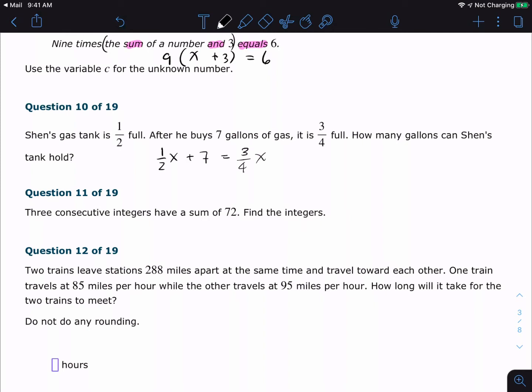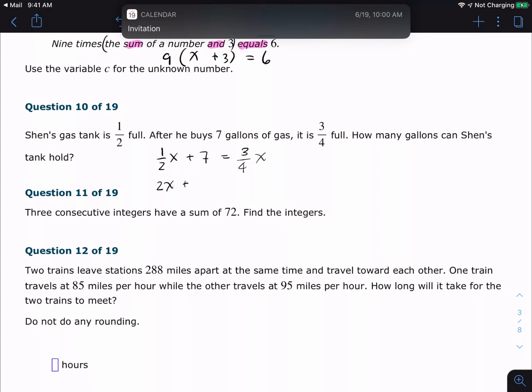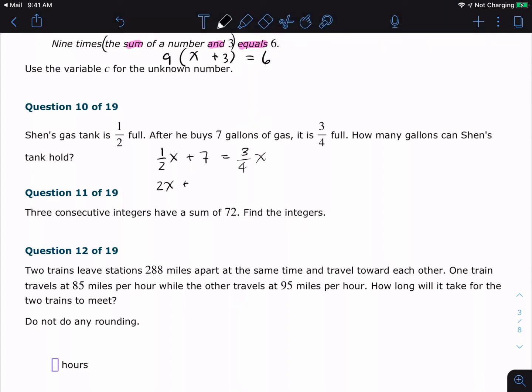Now to make this problem as simple as possible for me, I'm going to multiply everything by 4. So multiplying everything by 4, what's half of 4? Half of 4 is 2, so I'm going to get 2x. What's 7 times 4?